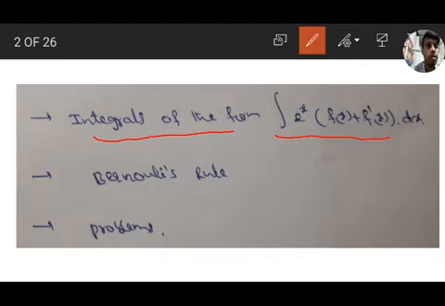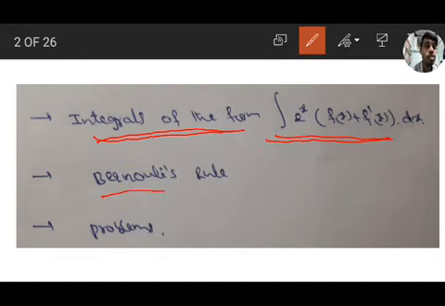First, before going to Bernoulli's rule, we will learn the integrals of the form integration e to the power of x into f of x plus f dash x. After that, Bernoulli's rule, then problems related to these two formulas. This Bernoulli's rule is very important. It is an extension of product rule, that is integration by parts.